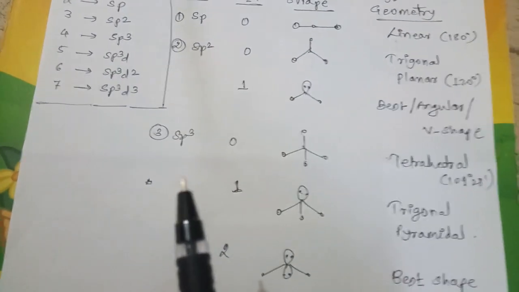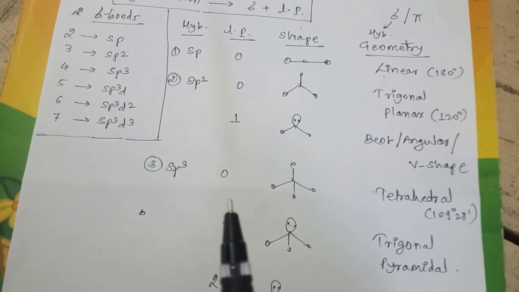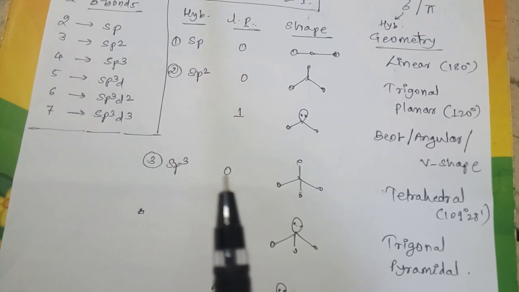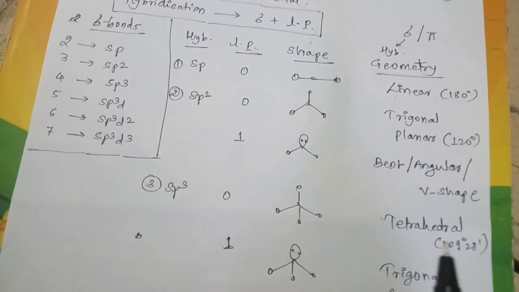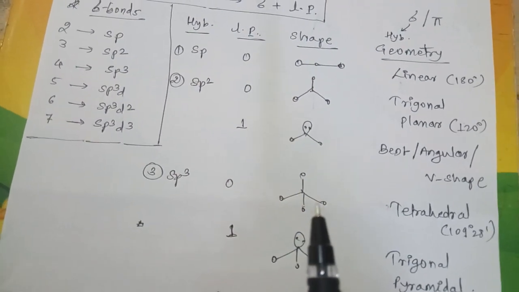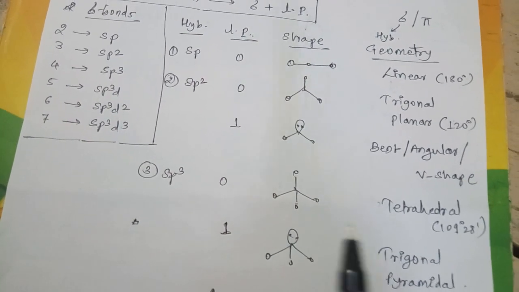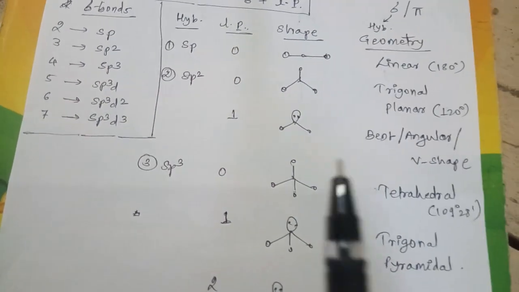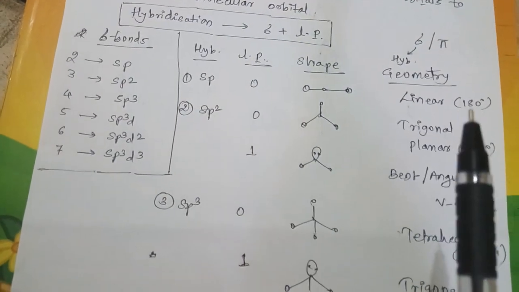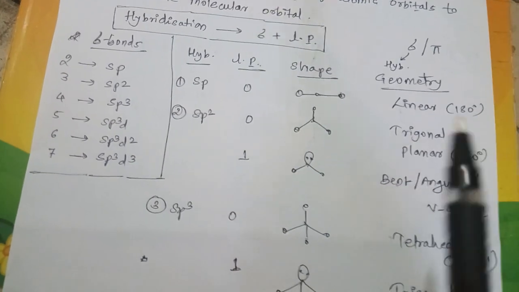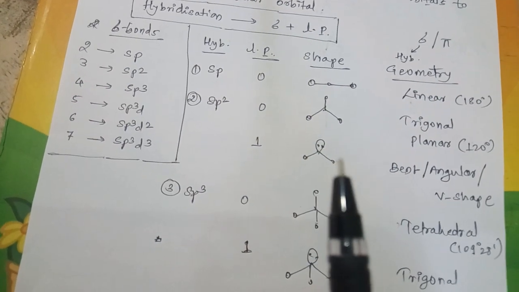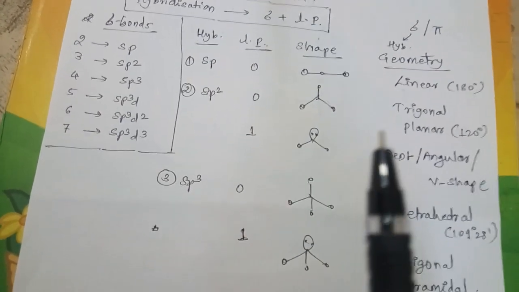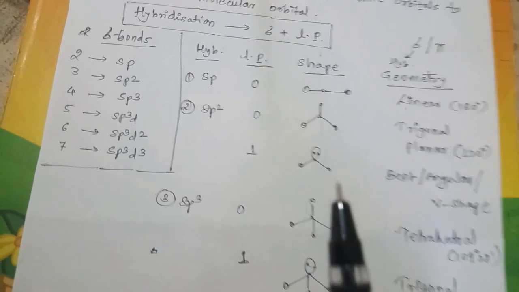Here in the sp3 hybridization, there is no lone pair of electrons. In the absence of lone pairs of electrons, its geometry will be tetrahedral, and its bond angle is 109 degrees 28 minutes. In the sp hybridization, the bond angle is 180 degrees, in the absence of lone pairs of electrons. If there is a presence of lone pairs of electrons, the bond angle will vary. Bond angle variation takes place.